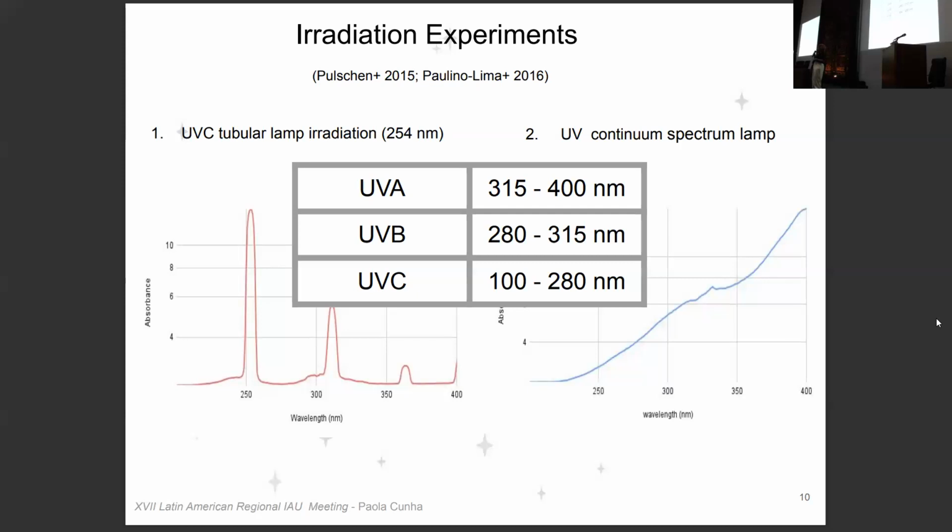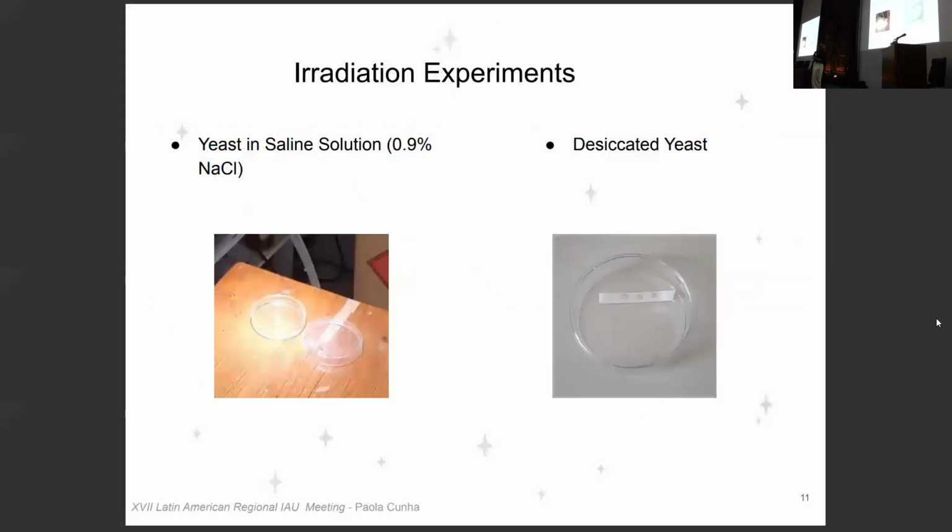The UV range, you can split it in UVA, UVB, and UVC. So our UVC lamp is only UVC, and our UV continuous spectrum lamp covers the entire UV. So you have UVA, UVB, and UVC. Okay, the second condition for our experiments was the yeast in saline solution and the desiccated yeast, which is not in the presence of water.